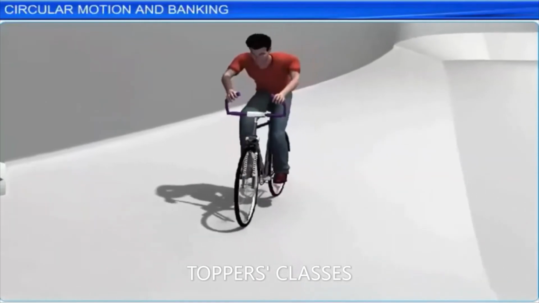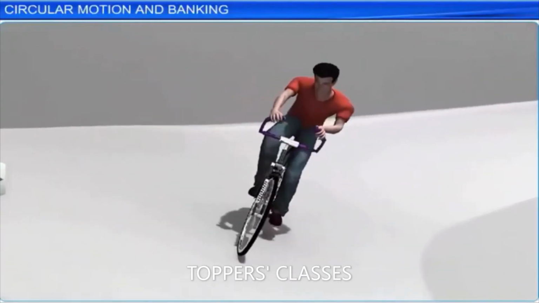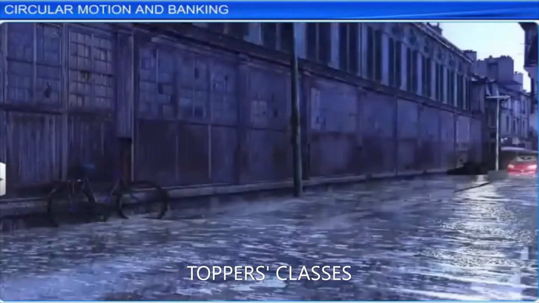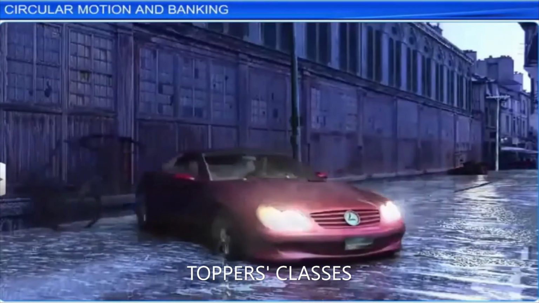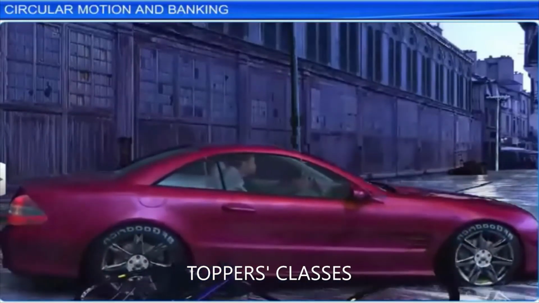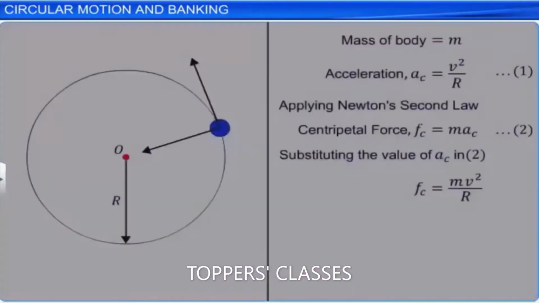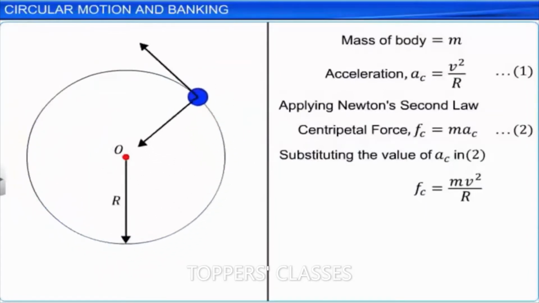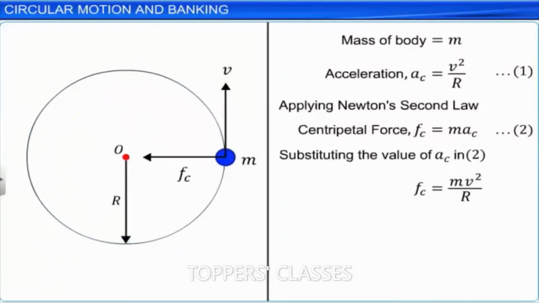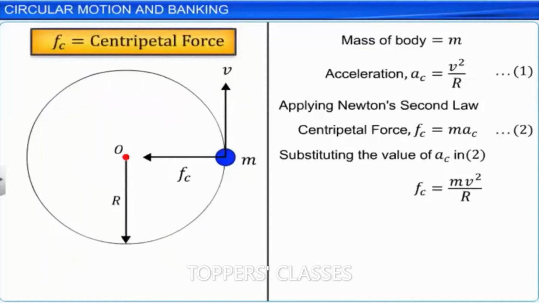Have you ever wondered why a velodrome track is curved? Or, on a rainy day, while driving a car at high speed, what happens if you take a sharp turn on a flat road? You will get the answers to these questions in this module. You have earlier studied the acceleration of a body moving in a circle at uniform speed. Here, Fc, the force directed towards the center of the circular path, is the centripetal force. Centripetal force, Fc, is equal to mv square by r.